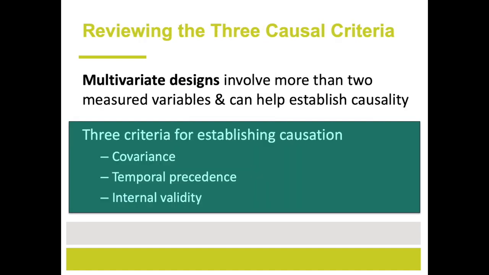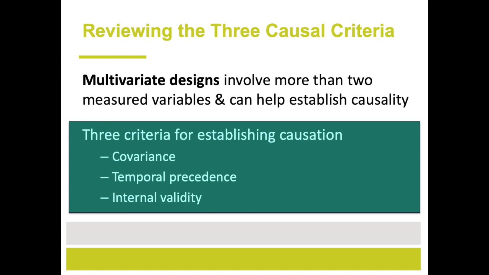So first, multivariate designs involve more than 2 measured variables. And when done correctly, they can help establish causality. As a review, the 3 criteria for establishing causation are covariance, temporal precedence, and internal validity. Covariance means they go together: when one variable goes high, the other one goes high or goes low.